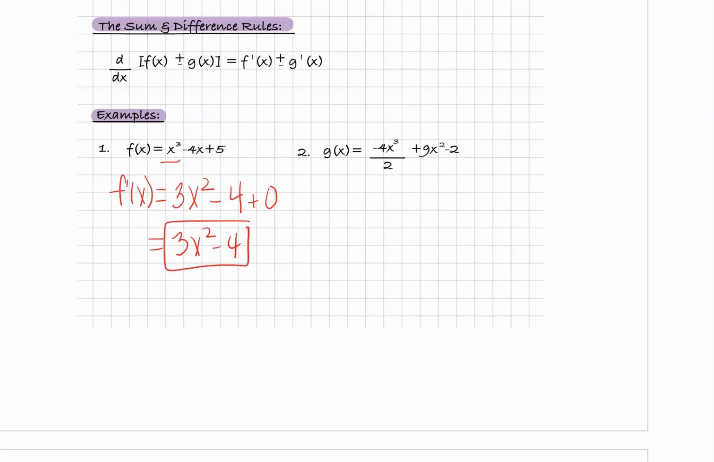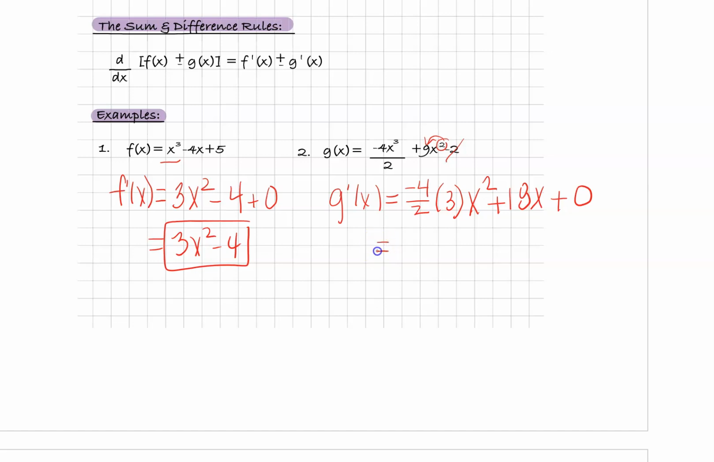Let's do another one. Less talking, though. g of x is equal to negative 4x cubed over 2 plus 9x squared minus 2. So that means g prime of x would be equal to, bring the 3 down, and so that would be negative 4 over 2. So it would be times 3x squared. Bring the 2 out front here, so it would be plus 18x. And then negative 2, its derivative is just 0. So not necessarily to put 0, but I don't want you to think I left it out.